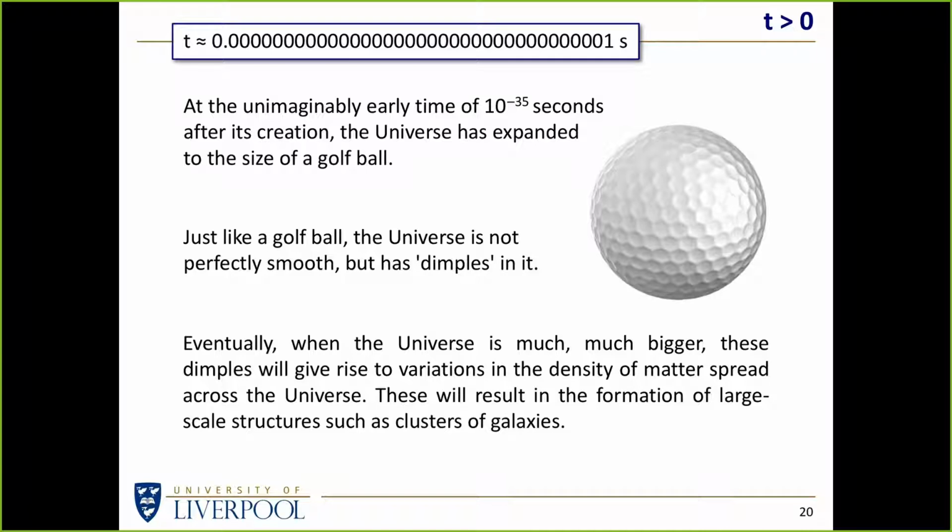Eventually, when the universe is much, much, much bigger than a golf ball, those dimples are what effectively gives rise to the variations in density that will produce the large-scale structures, i.e. the superclusters and the clusters and individual galaxies. So without those dimples, we can't expect the universe to clump into the matter that we see when we look at the universe now.